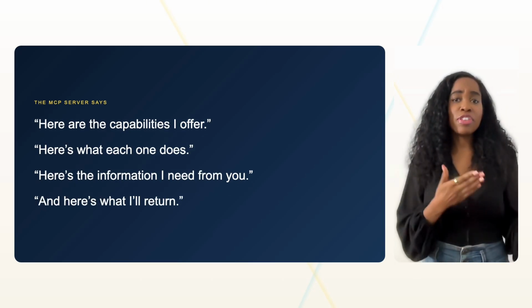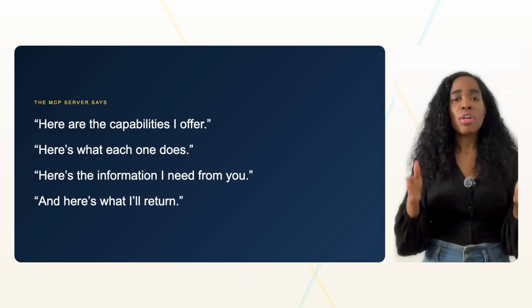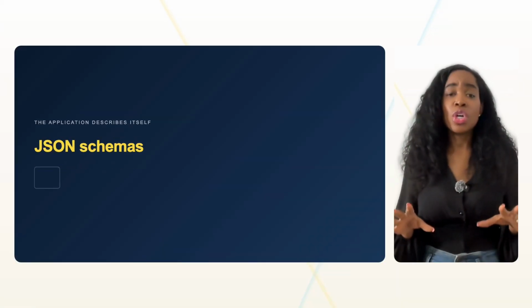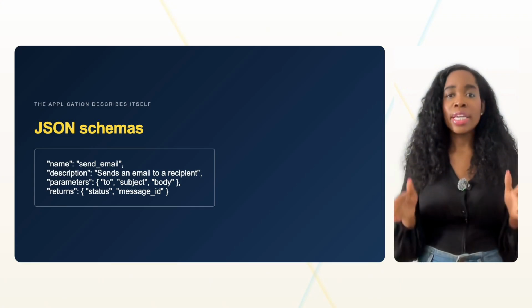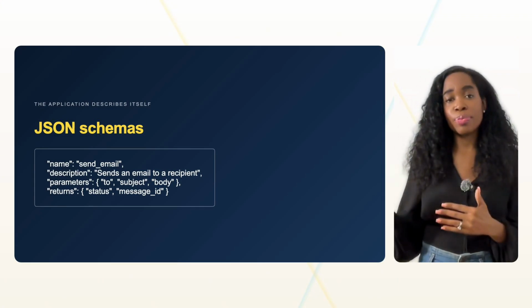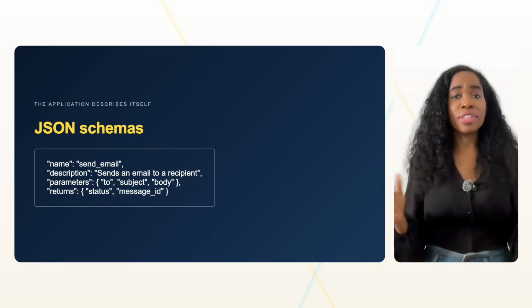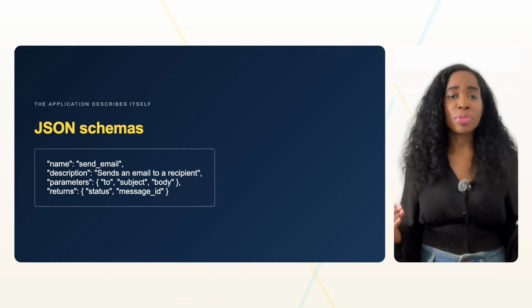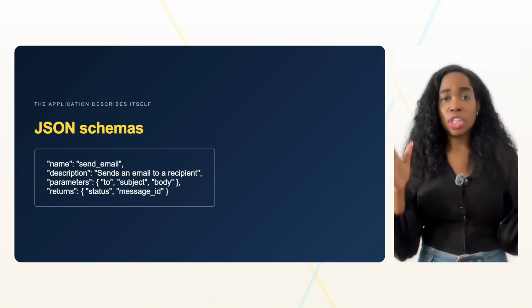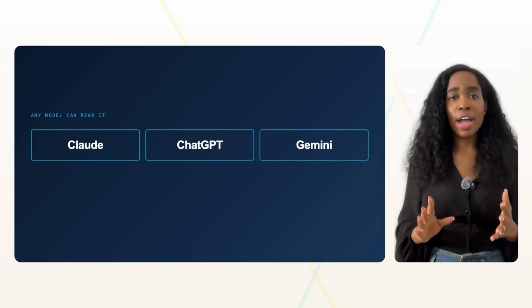In other words, instead of a developer manually teaching the AI how to use every endpoint and every parameter, the application does the job of describing itself. It does that using structured descriptions called JSON schemas, which simply tell the AI what each capability does, what information it needs, and what it will return. So the AI can then discover those capabilities, choose the right one for the task, and then use it correctly.